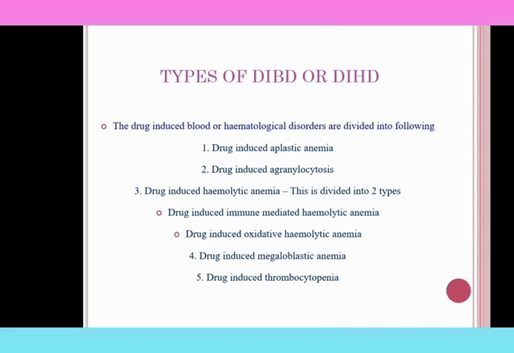Drug-induced blood disorders are divided into drug-induced aplastic anemia, drug-induced agranulocytosis and drug-induced hemolytic anemia. Drug-induced hemolytic anemia is further divided into two types, that is drug-induced immune-mediated hemolytic anemia and drug-induced oxidative hemolytic anemia. The other types are drug-induced megaloblastic anemia and drug-induced thrombocytopenia. So we will see the disorders of the blood.